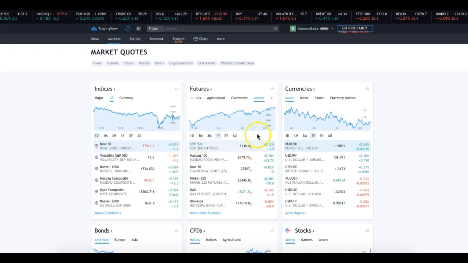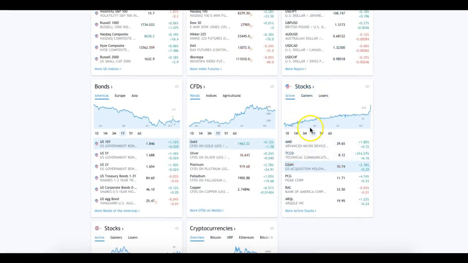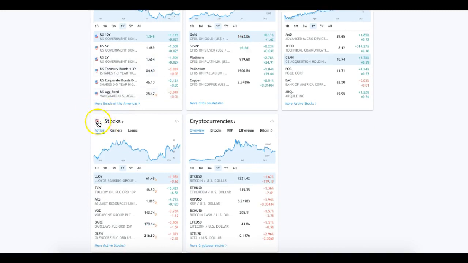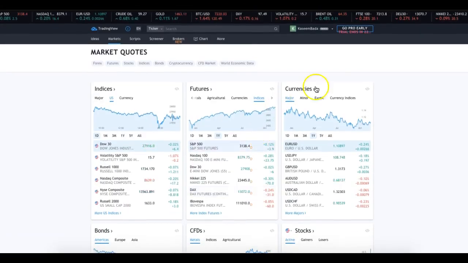So this is how I use some of these tools, and you can use them to keep up with what's going on with currencies, different stocks, and bonds. These are stocks from the UK, cryptocurrency. It really gives you a nice visual of what's going on in the financial market, so you don't have to spend so much time on any particular thing.